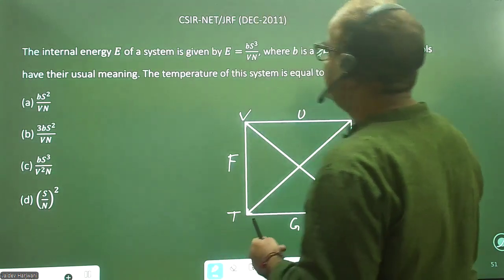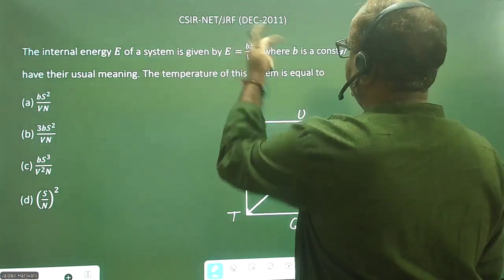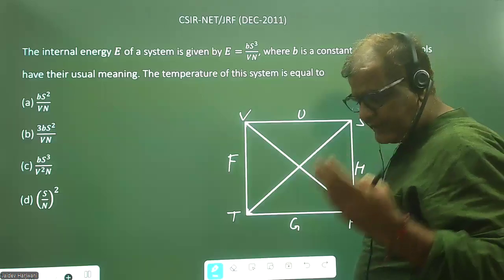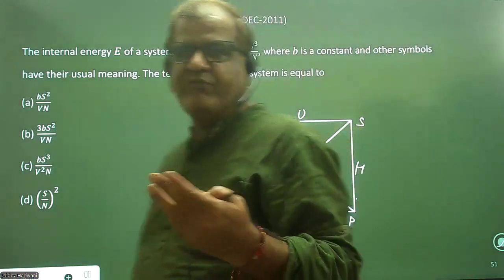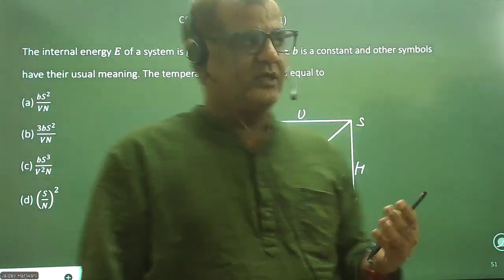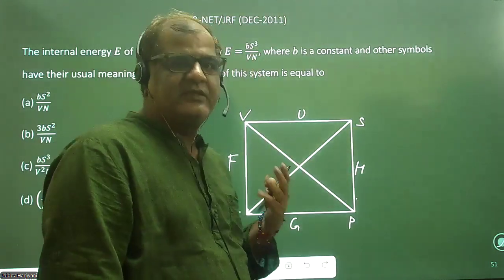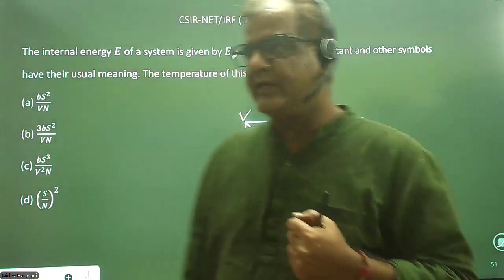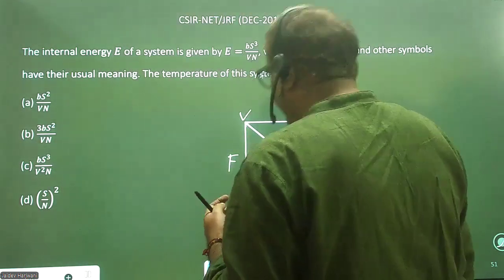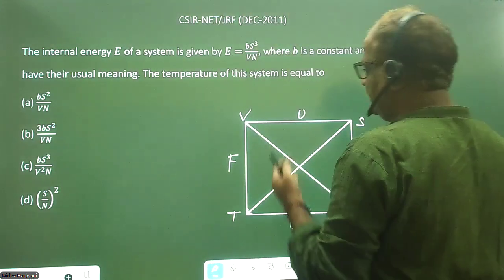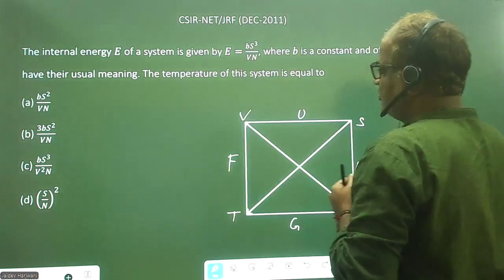So for example, in this question, they have given you internal energy, and the internal energy is a function of natural variables. So what are the natural variables? Natural variables are S, V, N. They are the natural variables for internal energy. So suppose I want to write the internal energy, thermodynamic potential, how can I write it?